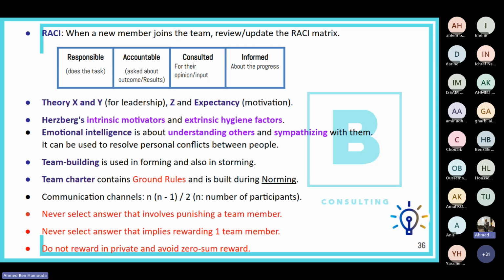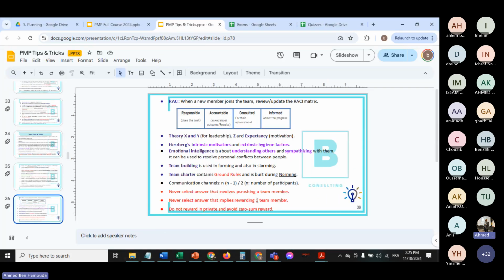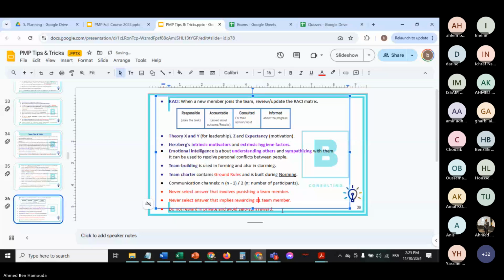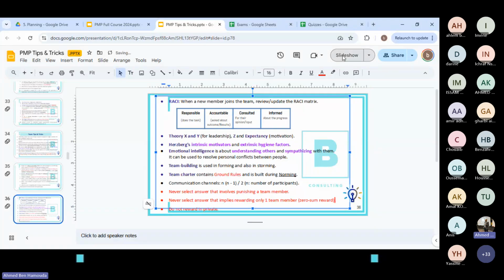Let me just add "only". Only one team member, because that's called zero sum reward. Actually, let me just change this one from here. Actually, it's here. That's kind of a zero sum reward. All right, let me get back.